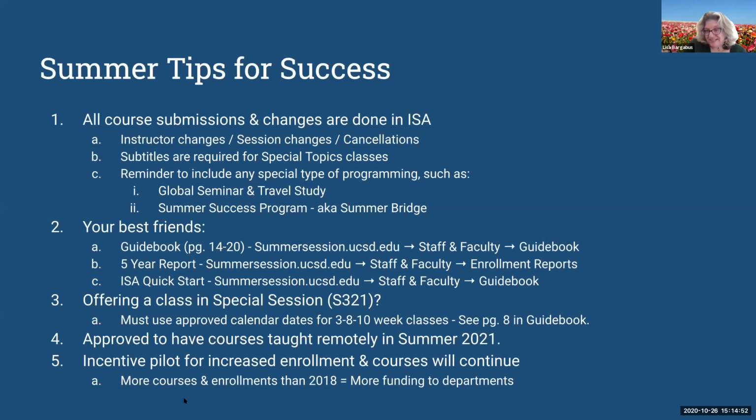And then we have your best friends to use when you're scheduling for summer. We do have our guidebook, which has a lot of policies and procedures. Page 14 is where the course information starts, and it's linked right on our summer session website under Staff and Faculty Guidebook. We have a 5-year report, which will show you all the courses your department's offered in the past 5 years and how the student enrollments looked. So we usually encourage departments to choose classes where there's been a lot of student interest. So that might help you as you're deciding what courses to offer.